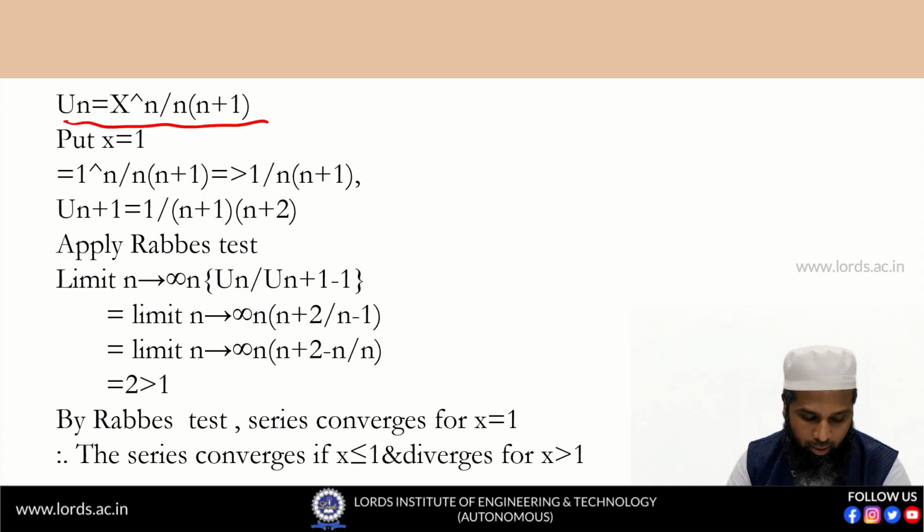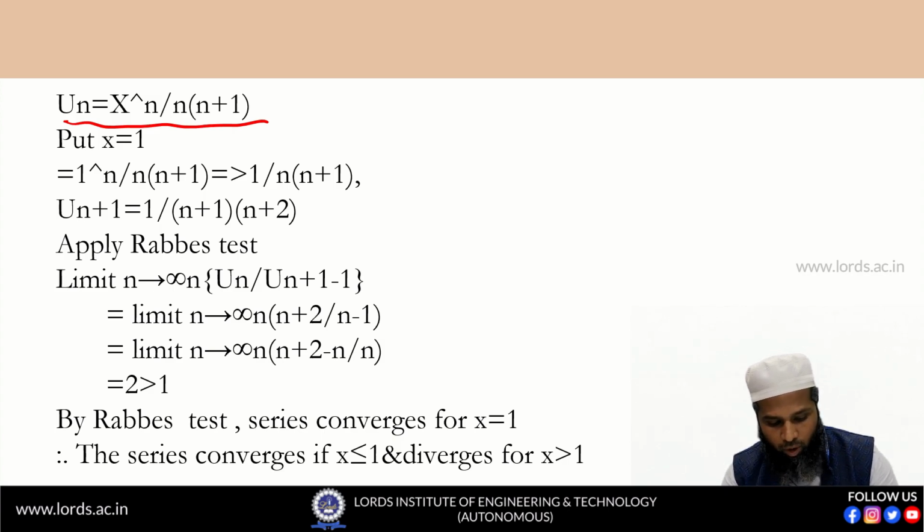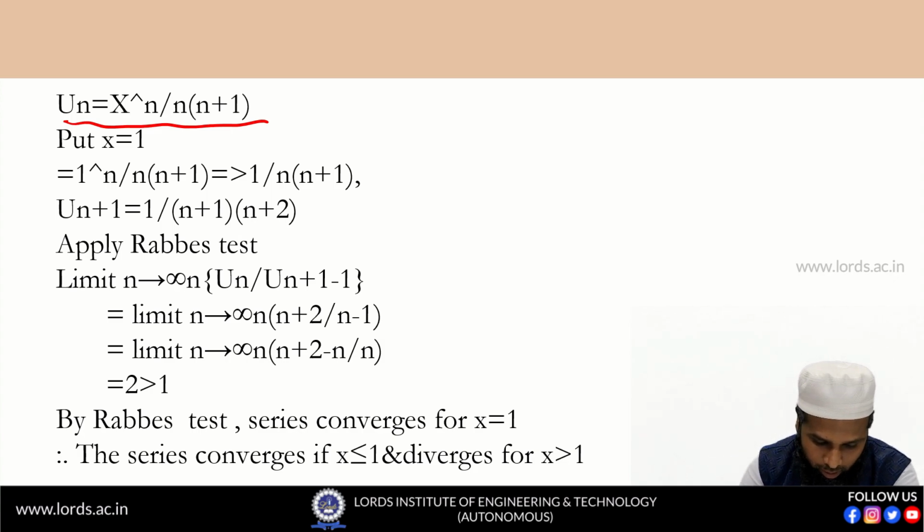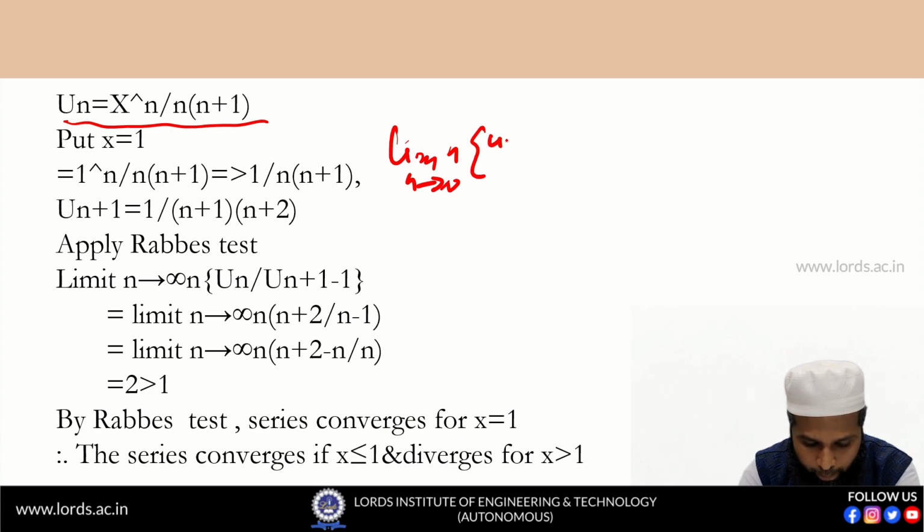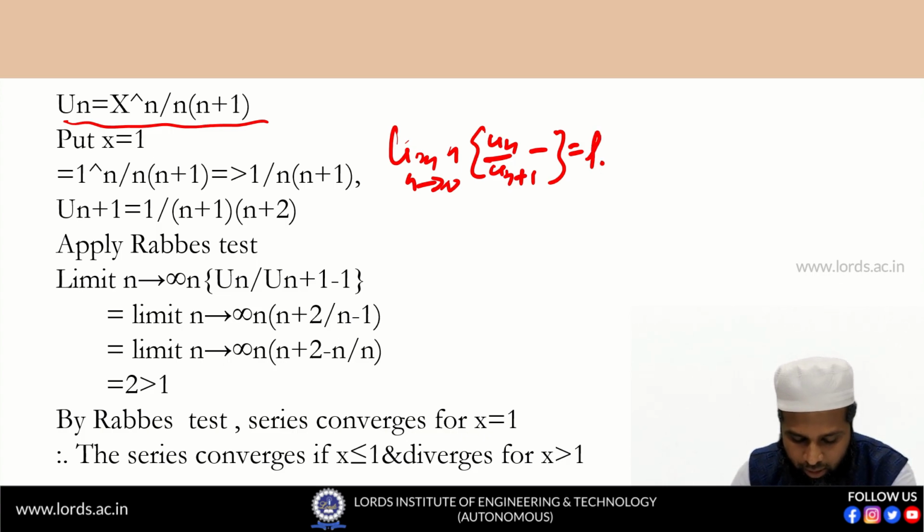Now we are applying Raabe's test. What is the formula of Raabe's test? Just now I told you, Raabe's test formula is limit n tends to infinity n into mu n by mu n plus 1 minus 1. This limit we have to calculate. If it is greater than 1, the series converges, the same kind of condition as in the ratio test. Now we are calculating that.